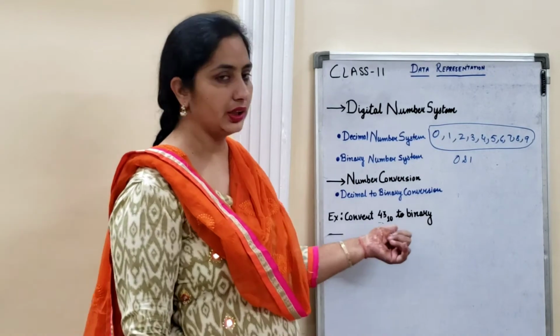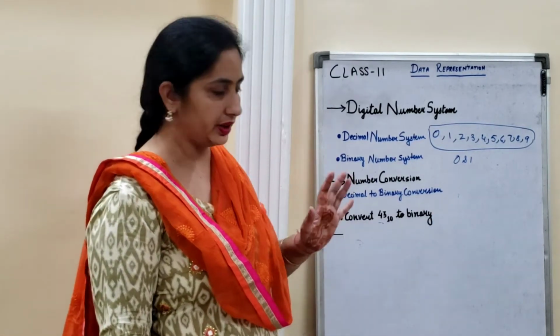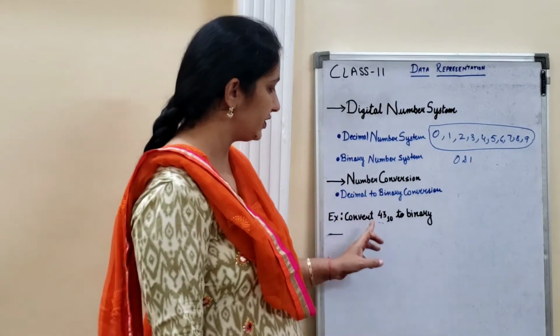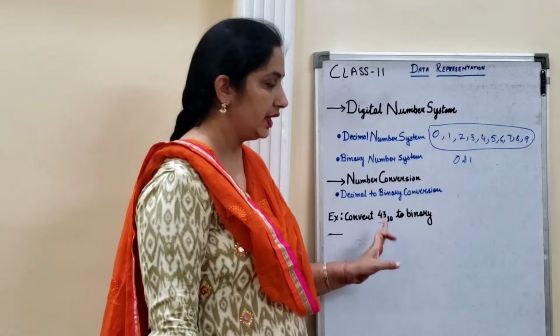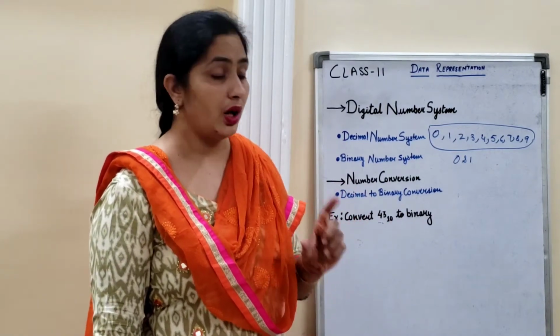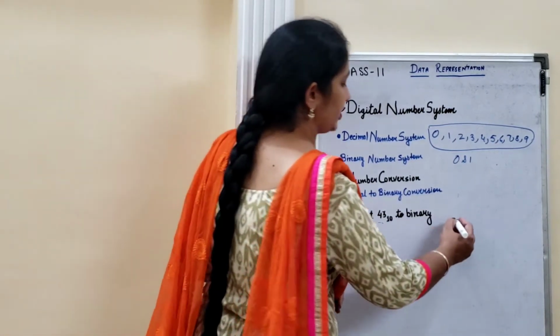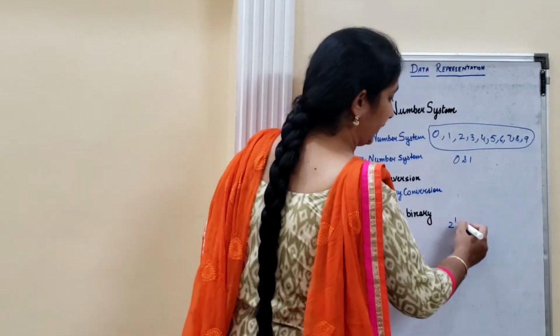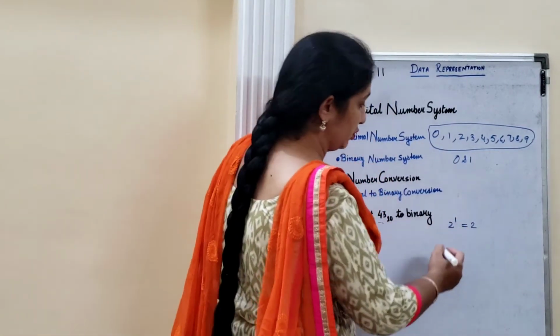Let's learn how we can convert this decimal number to a binary number. Now there are two methods. In the first method, you have to take powers of 2. If we take 2 raised to power 1, we start from number 1, and you are going to get 2.